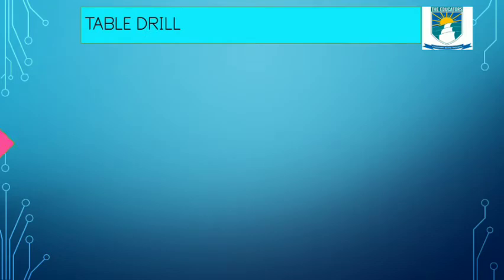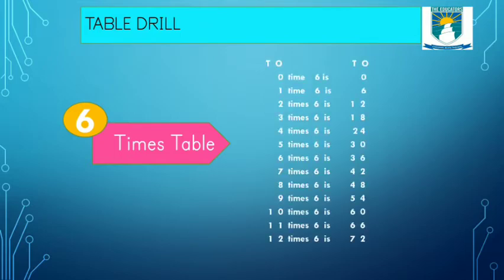Table drill. Today we are going to revise 6 times table. 0 times 6 is 0, 1 times 6 is 6, 2 times 6 is 12, 3 times 6 is 18, 4 times 6 is 24, 5 times 6 is 30, 6 times 6 is 36, 7 times 6 is 42, 8 times 6 is 48, 9 times 6 is 54, 10 times 6 is 60, 11 times 6 is 66, 12 times 6 is 72.